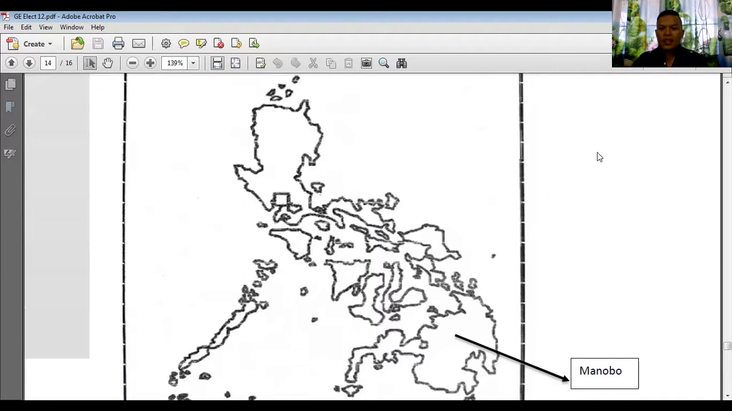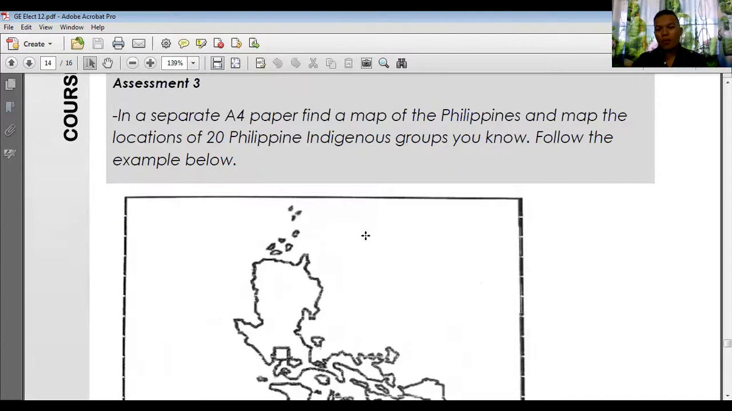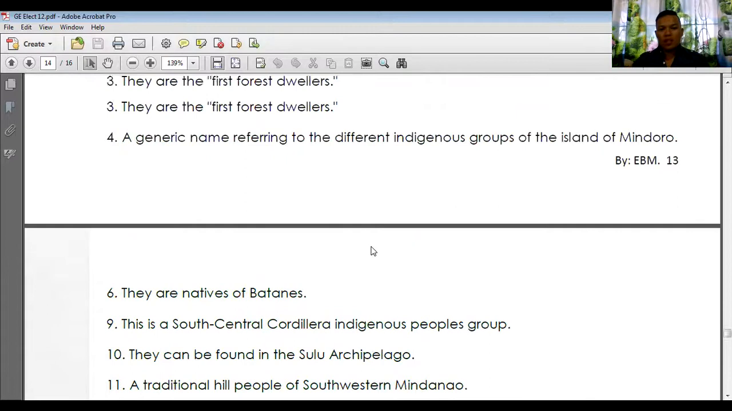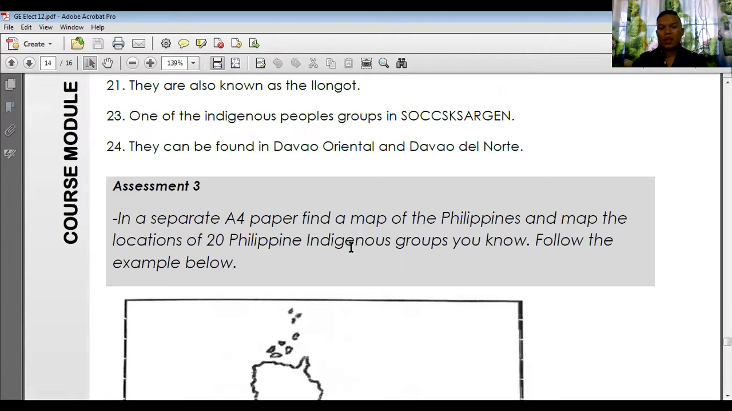So in module 3, you have 2 outputs. We have exercise 2, and that is the puzzle, and assessment 3, and that is the map. Okay? So I hope you understand.